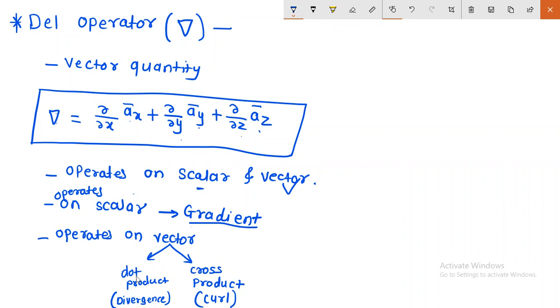When it operates by using dot product, that operation is called divergence. It is del dot. And when del operates on a vector by using cross product, that is called curl. So it is del cross. Del dot, and del cross. Dot means divergence, and cross means curl. Remember these things.